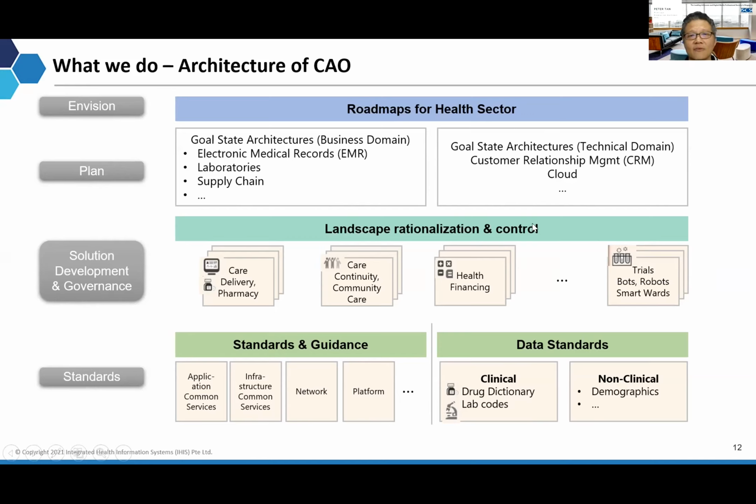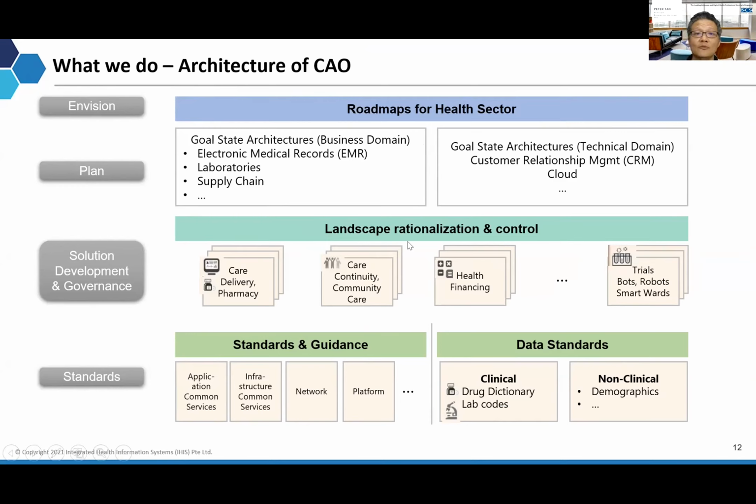Anyway, just to orientate everybody, in short, we start by helping the whole health sector develop roadmaps. I'll explain a bit of what that is. Heat map is one such thing. And then out of that roadmap exercise, we would have specific areas of focus, specific business domains that we develop goal state architectures for. That's the plan bit. That's just a deep dive.